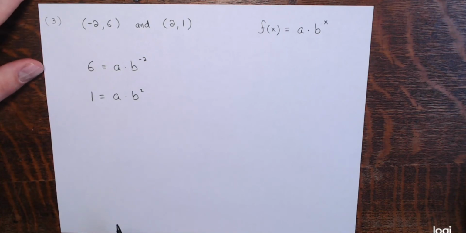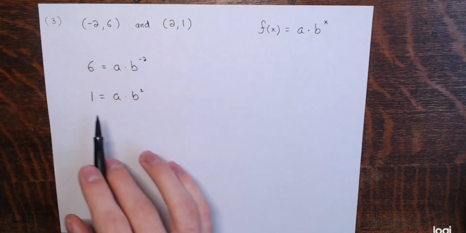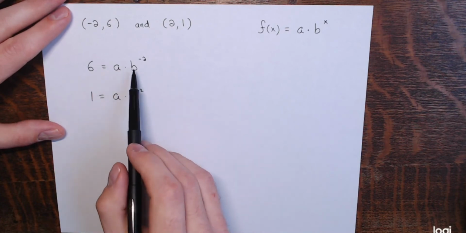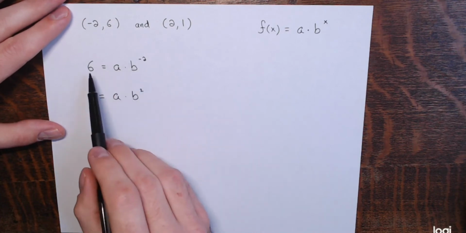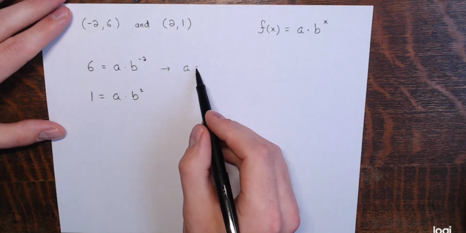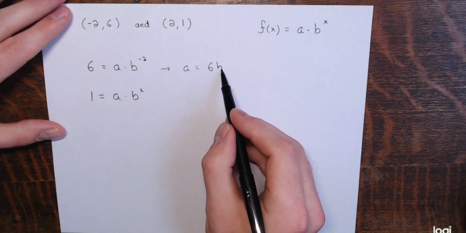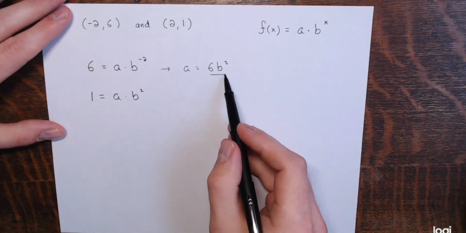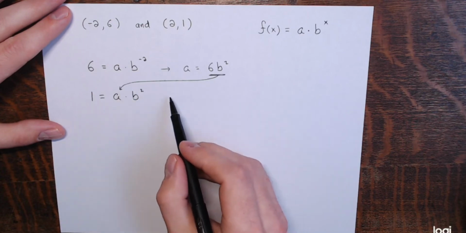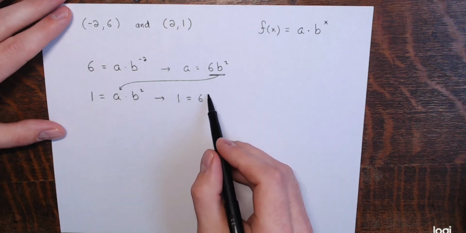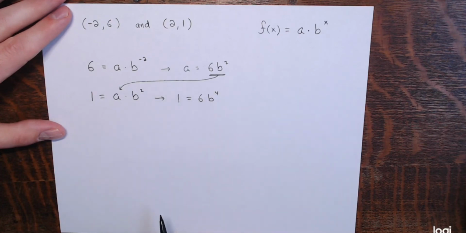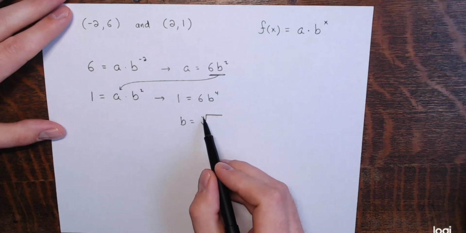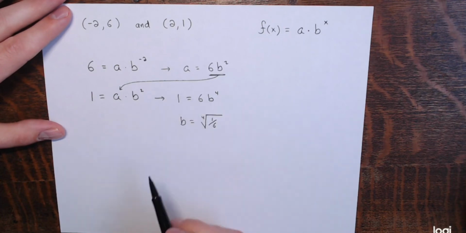Okay, and then again, I'm solving this system. Now, if you recall, b to the negative second is 1 over b squared. So from this equation, I get a equals 6 times b squared. Sorry, just multiplying both sides by b squared. And then I substitute this in for a in the other equation. We get 1 equals 6 times b to the 4th. So that leads me to b is the 4th root of 1/6. Divide by 6 and take the 4th root.